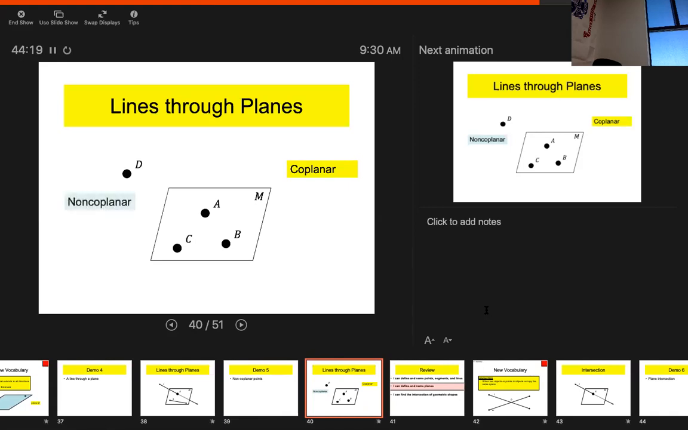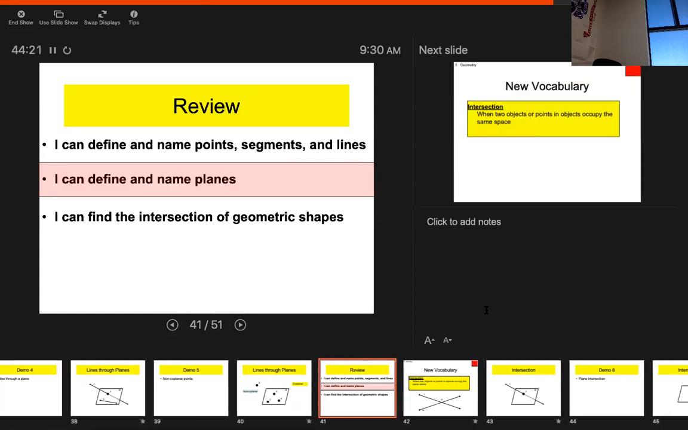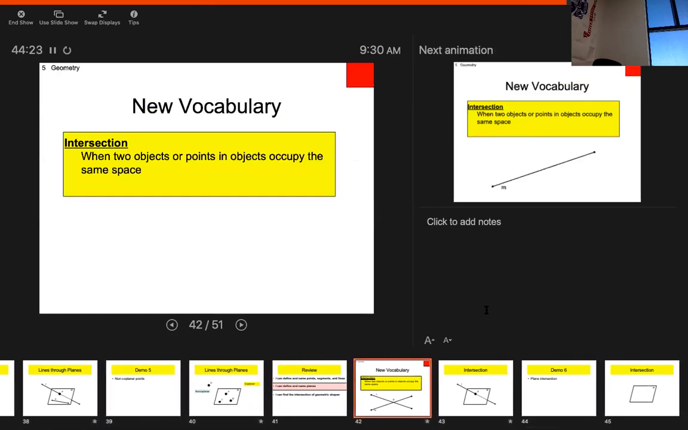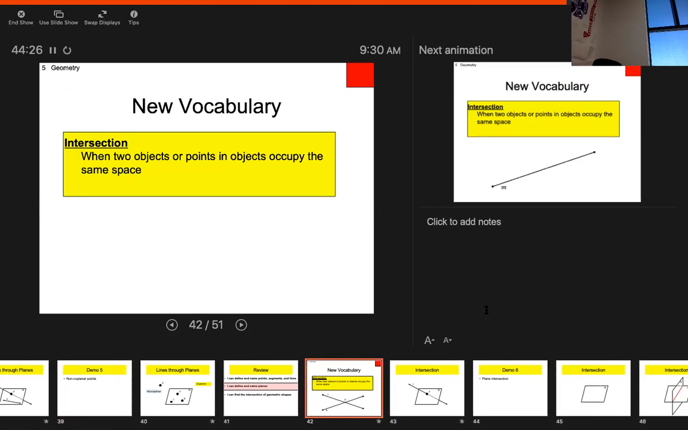Yes? One thing left. Here we go. Write this down. Our shapes can intersect each other. What does the intersection mean? When 2 objects occupy the same space at the same time, they intersect each other.